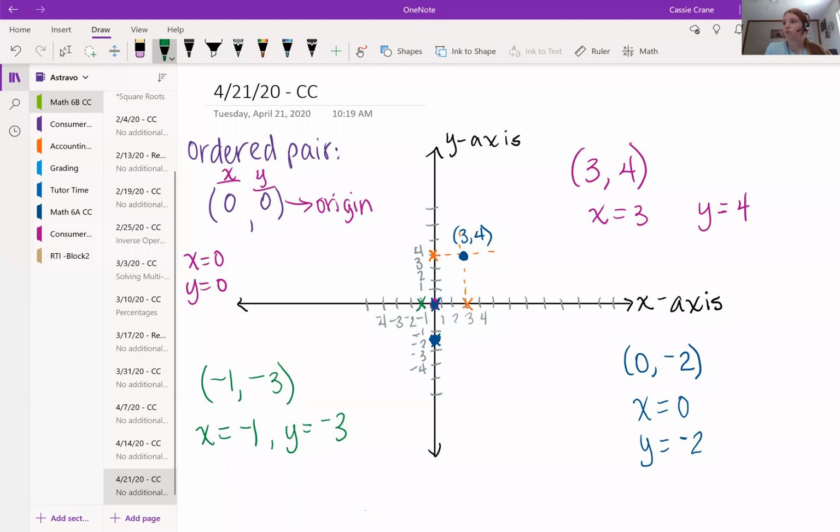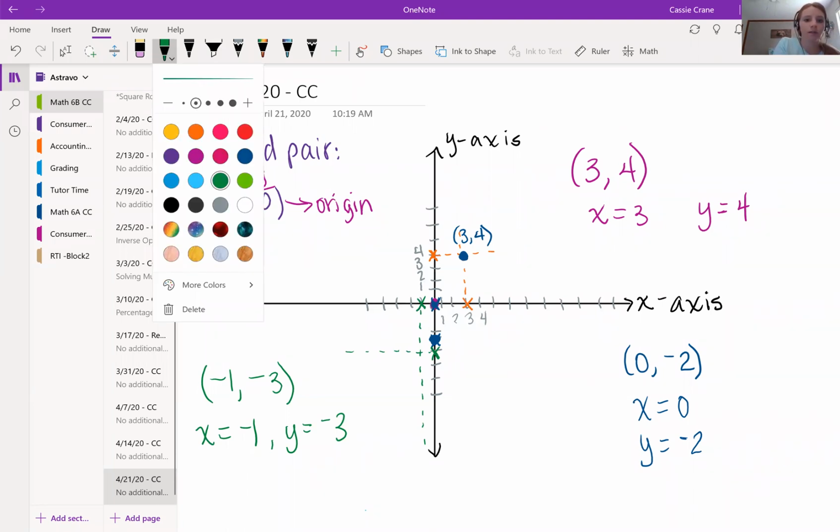Then my y value is -3, so do I go left, right, up, or down? Down 3, which is right here. Okay, so I'm going to have to erase these numbers just so that we can see the point once we plot it. So -1 was here, so I'm going to draw a dashed line going down from that. -3 was here for the y-axis, so I'm going to do a dashed line going out across.